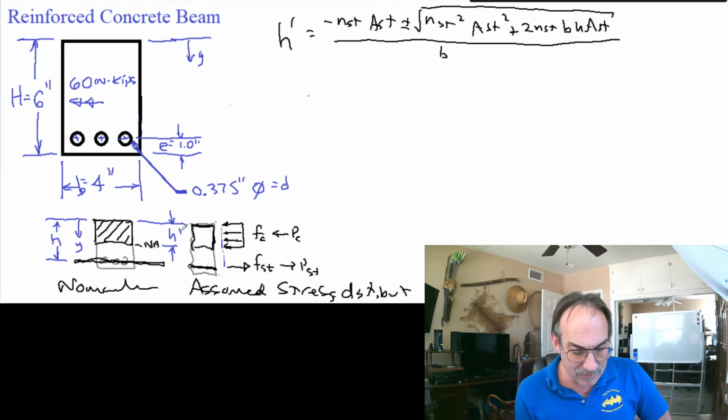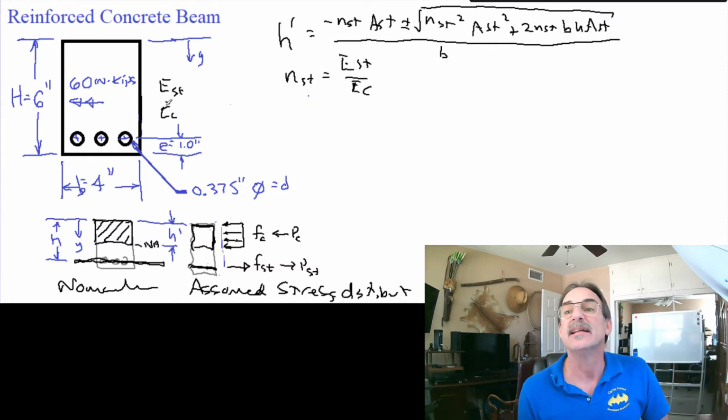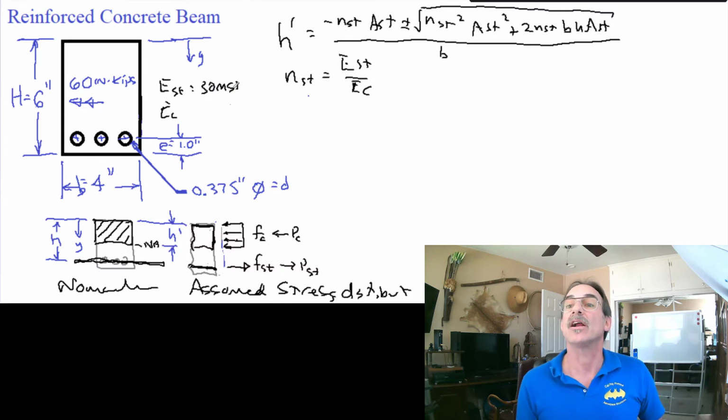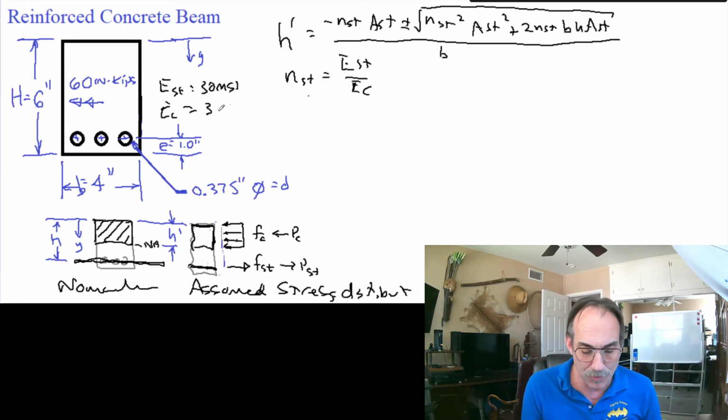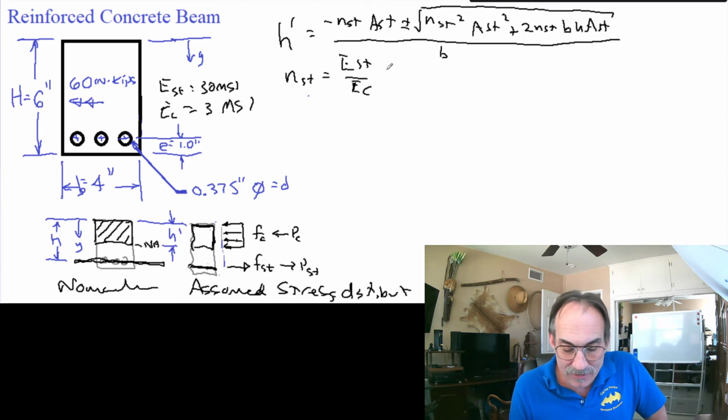Now, if we plug in our equations, we see a few things here. N steel is actually the ratio of the modulus of steel to the modulus of concrete. Let's say our steel has a modulus of about 30 million, 30 MSI, 30 million PSI. Our concrete has a modulus of about 3 MSI, 3 million PSI. That means our ratio, 30 to 3, is 10. Our N steel is 10.